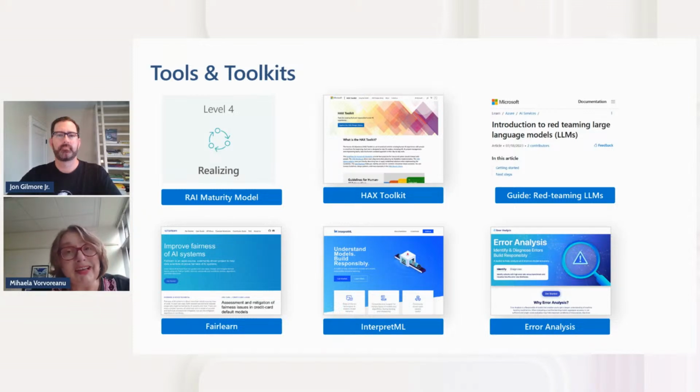We have mentioned the Hacks Toolkit a few times already. Let me tell you a little bit about the guide we released not very long ago, the guide for red teaming large language models. Now, a lot of people who create or who distribute large language models, such as OpenAI, Microsoft, and others, we do red teaming on the model itself. And then you'll see that Azure OpenAI, for example, we have a content safety filter service that's already in place and comes with that model.